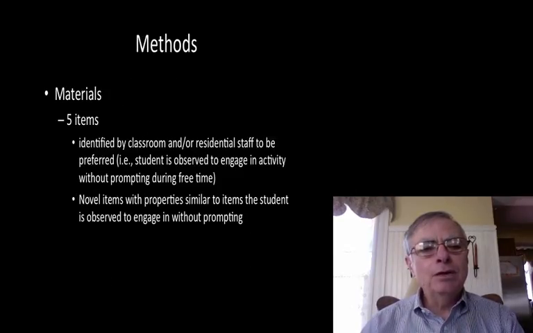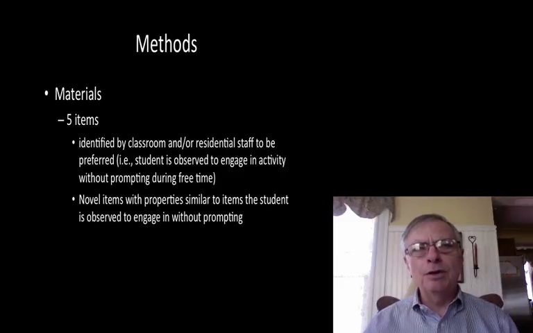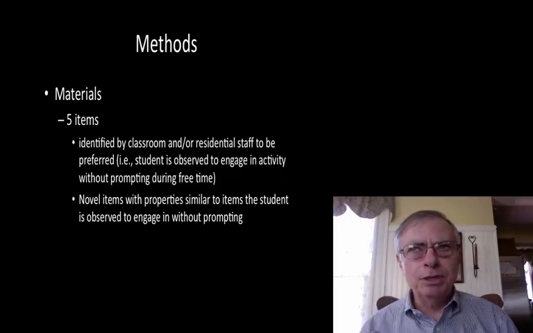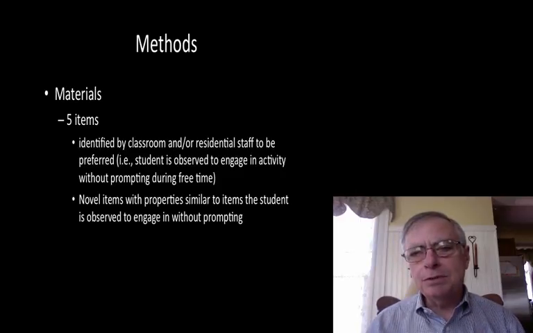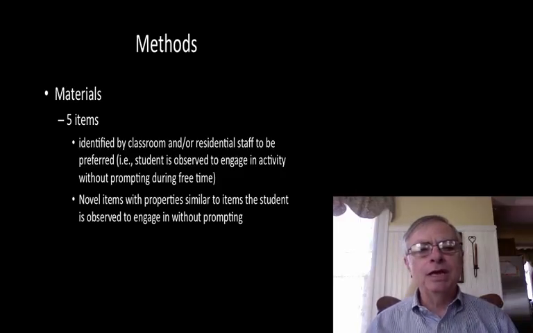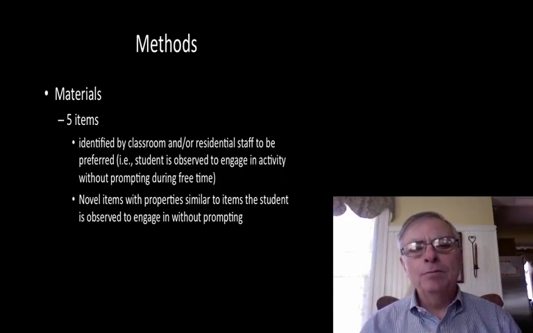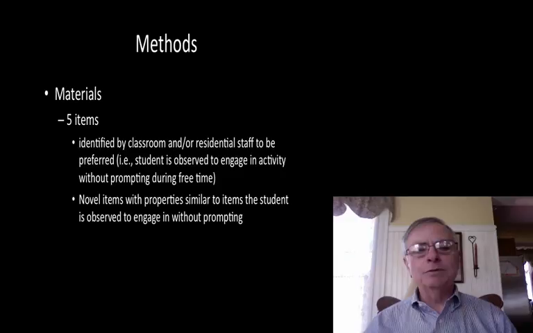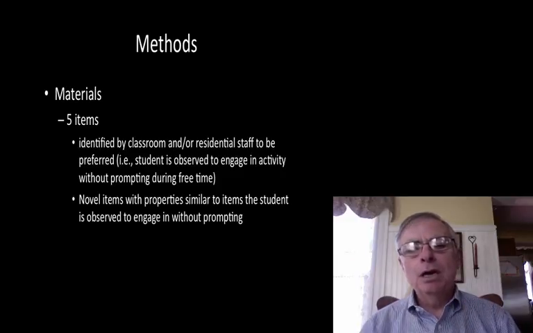Basically, what we had here was 5 items identified by classroom or residential staff to be preferred, students observed to engage in the activity without prompting during free time. So there's sort of a free operant approach that's gone on before, but the identification of these items is not necessarily based on objective data. It's just based on the retrospective memory of the staff as to which of the items the students like. Novel items with properties similar to the items the students were observed to engage in without prompting.